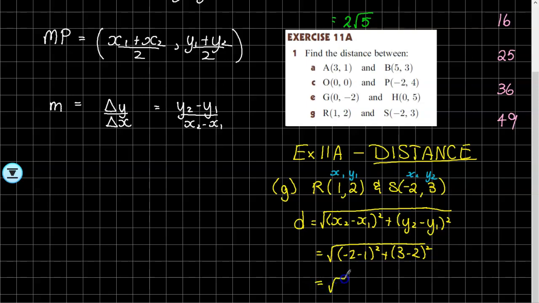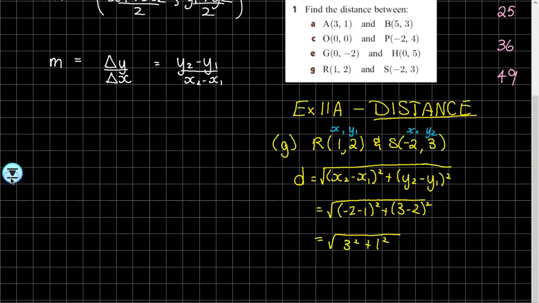I'll be honest with you here. I would probably skip that step sometimes, and I would go straight to, going to be a little bit naughty here, 3 squared plus 1 squared. Why am I a little bit naughty? What's -2 take 1? -3. So why didn't I put -3 squared? Because then I square it.